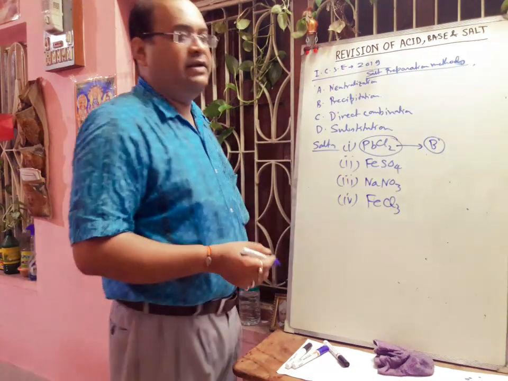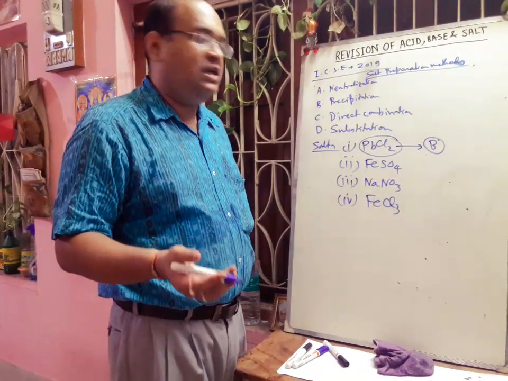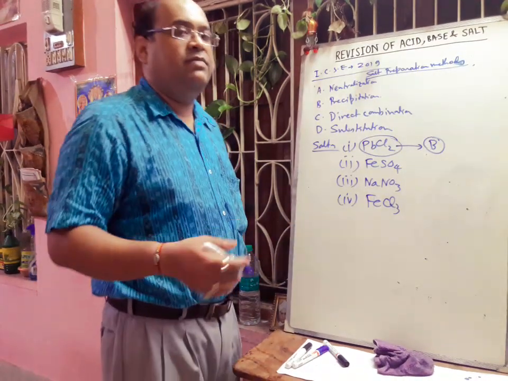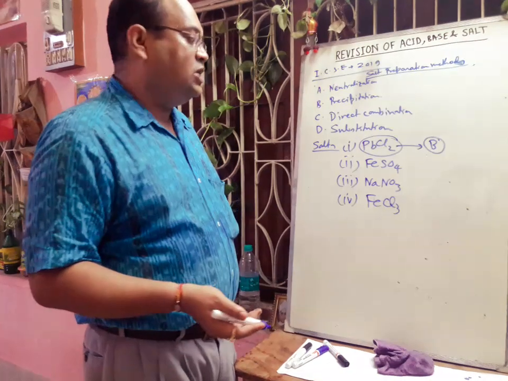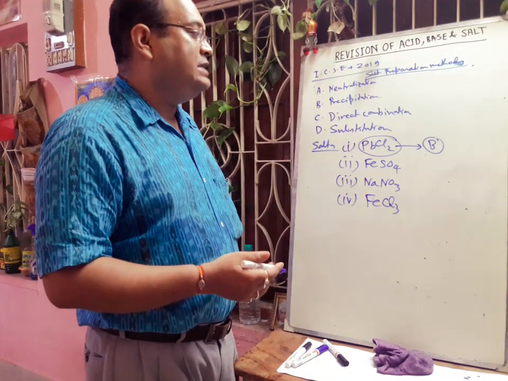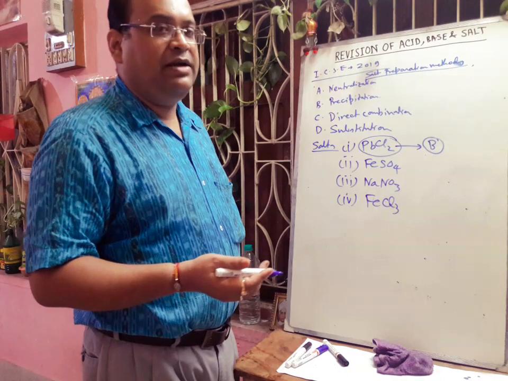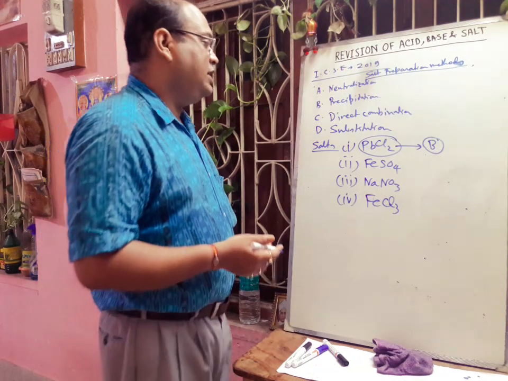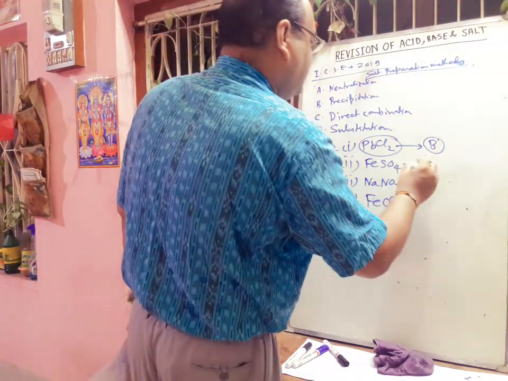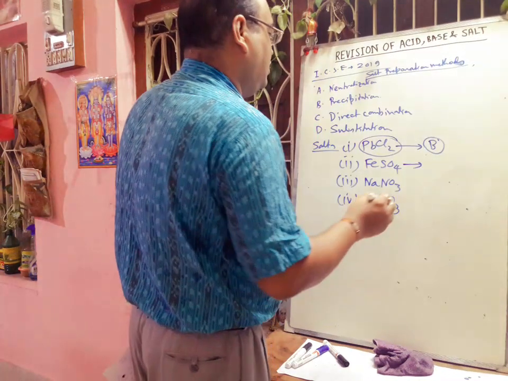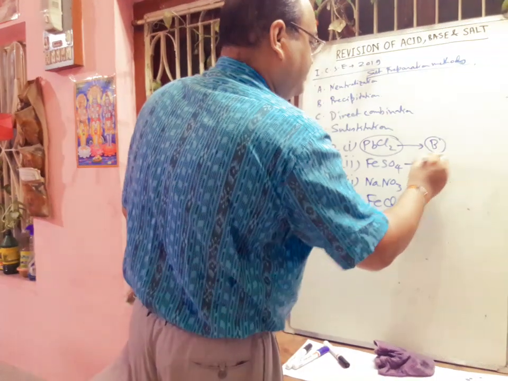Next, ferrous sulfate. If we add dilute sulfuric acid to iron, there will be formation of ferrous sulfate and hydrogen gas. So definitely it is a single displacement or substitution method. So here this answer will match with the method of salt formation, that will be D.